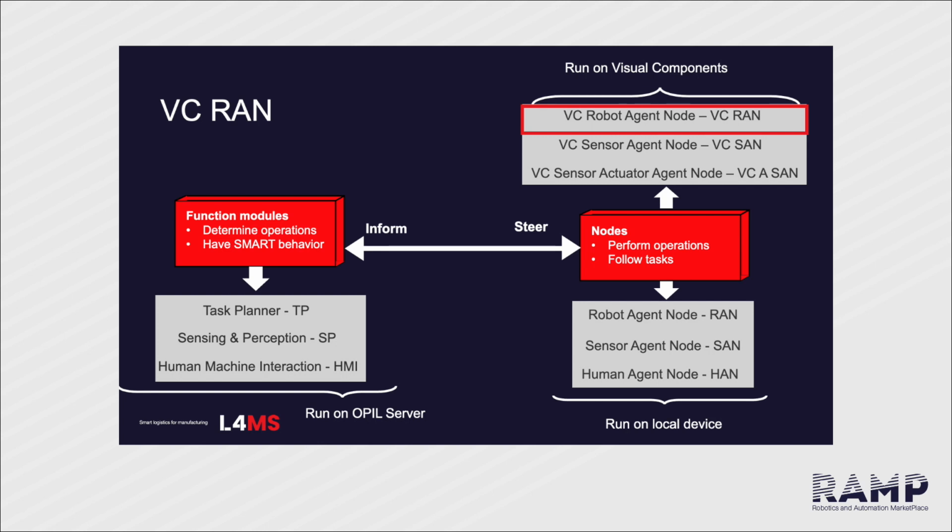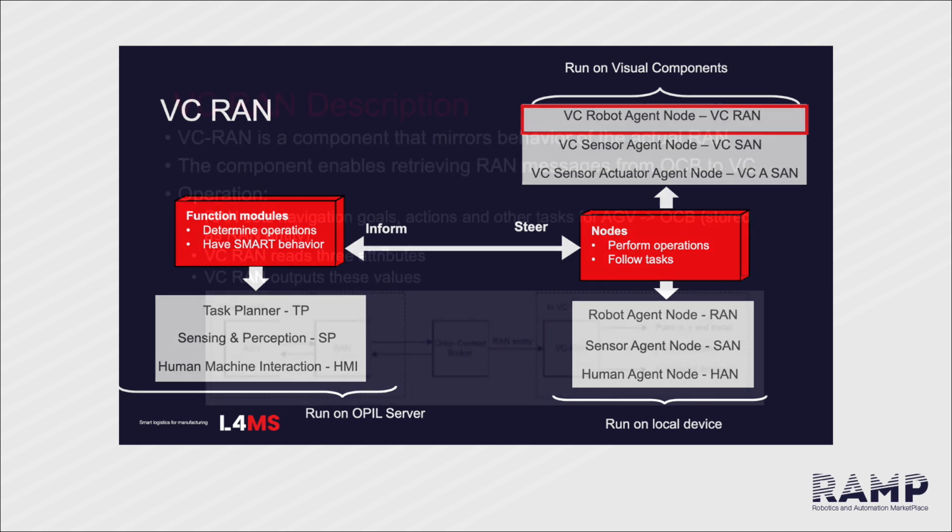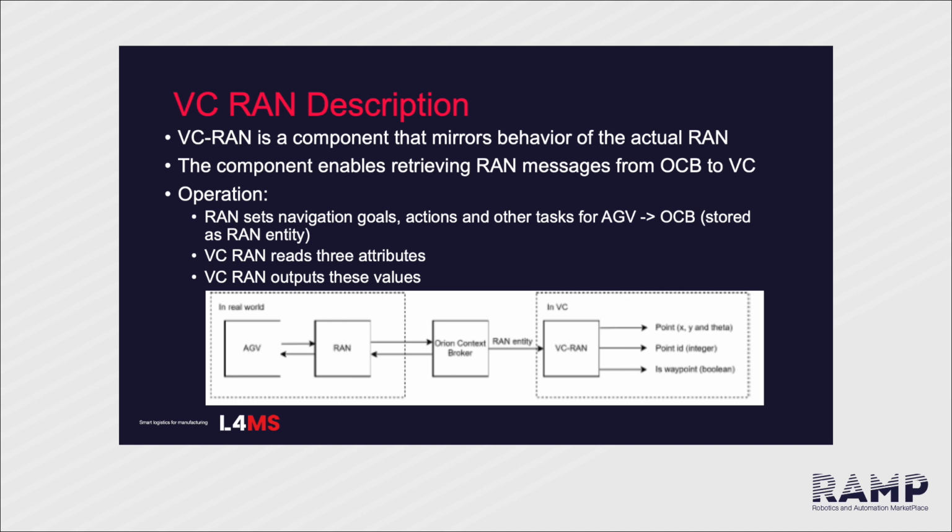From the virtual components part of OPIL, we have the same modules but incorporated to perform inside the digital twin of the factory. The virtual component RAN, the VC RAN, is a component that mirrors behavior of the actual RAN and enables retrieving RAN messages from OCB to virtual components. For example, looking at the following diagram, you have OCB in the middle managing tasks on RAN and AGV in the real world, and in parallel, same actions that can be managed through the VC RAN.